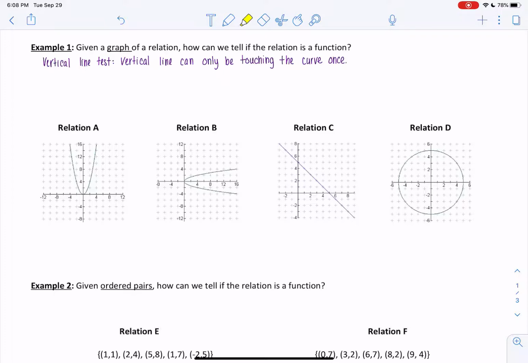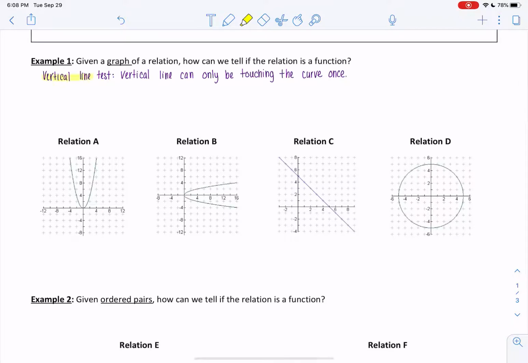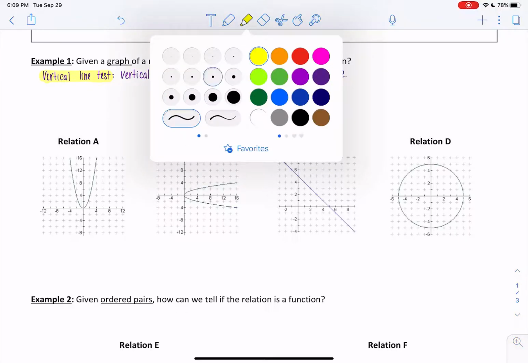So again, a function is a specific type of relation. And in order to determine if a relation is a function, we use what's called the vertical line test. And the vertical line test is done by passing a vertical line through the whole curve. If it touches the curve more than once, it is not a function. So for example, let's look at relation A.